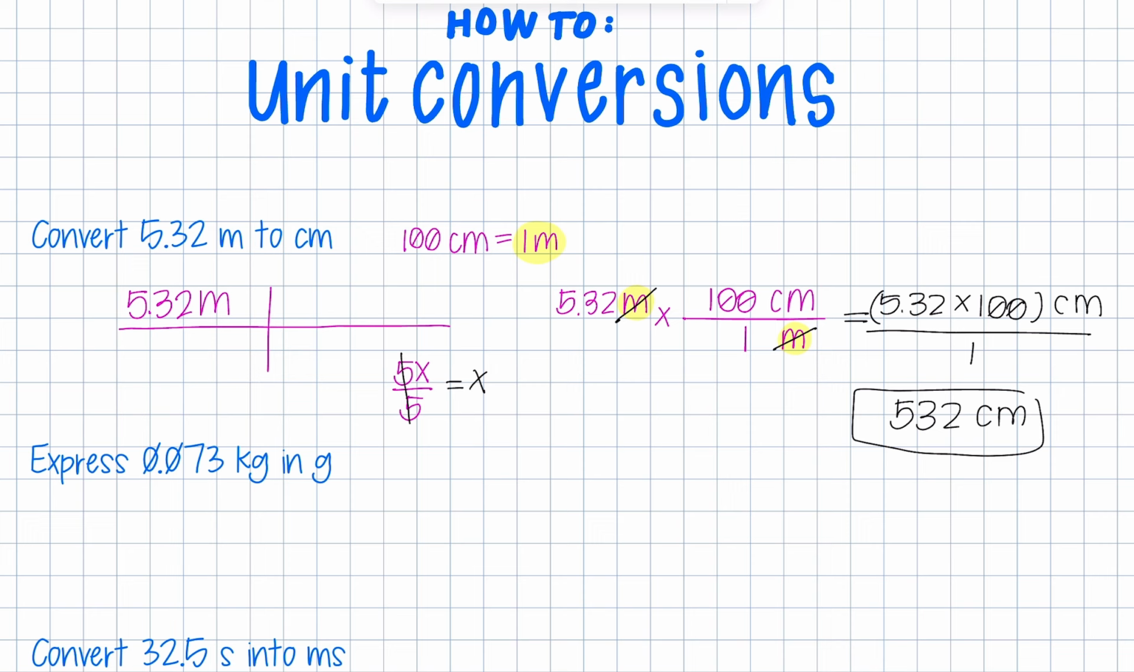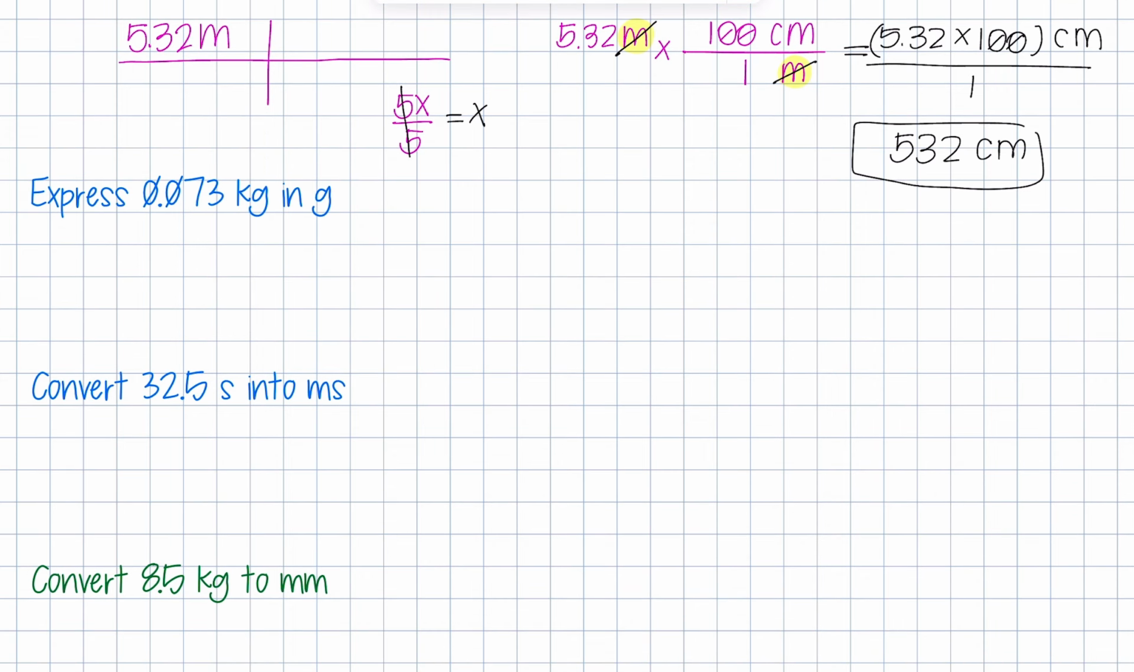For the next question, we're working with kilograms and grams. So again, the first thing we always do is we write down what we are given. So 0.073 kilograms, and I'm asked to convert it to grams. If I know my prefixes, I know that the prefix kilo means 1,000. So I know that there are 1,000 grams in 1 kilogram. Now, again, my kilograms need to cancel out. I don't want kilograms in my final answer. So because it is on top here, it has to be on the bottom there.